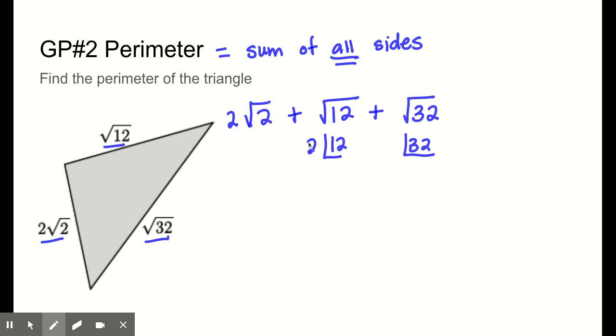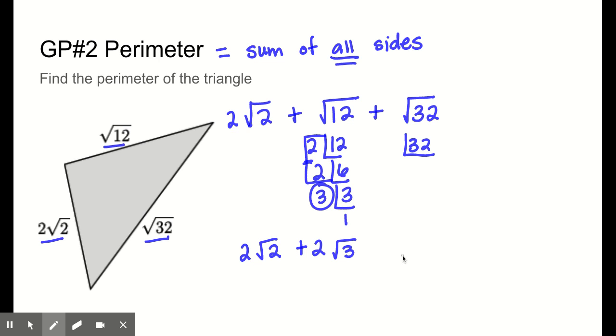So if I take 12, that gives me 2 and 6, 2 and 3, and 3 and 1. That gives me a pair of 2s and a leftover 3. Leftovers go inside the radical. 1 from the pair goes outside the radical. And just go ahead and rewrite the first one.